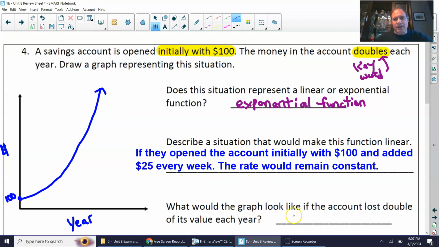What would the graph look like if the account lost double each year? If they lost double the amount, it would decline. And it would decline or decrease. Instead of going up like that, it would decline and decrease.